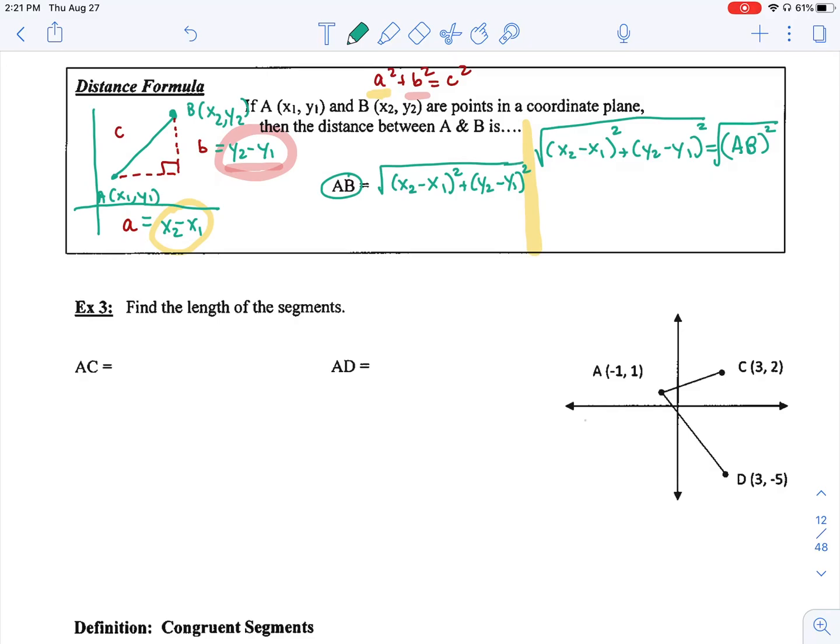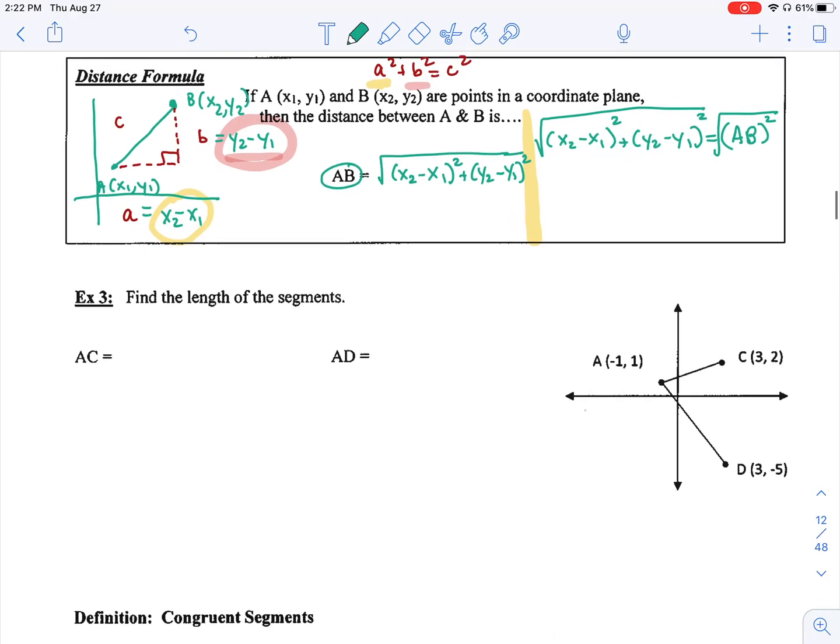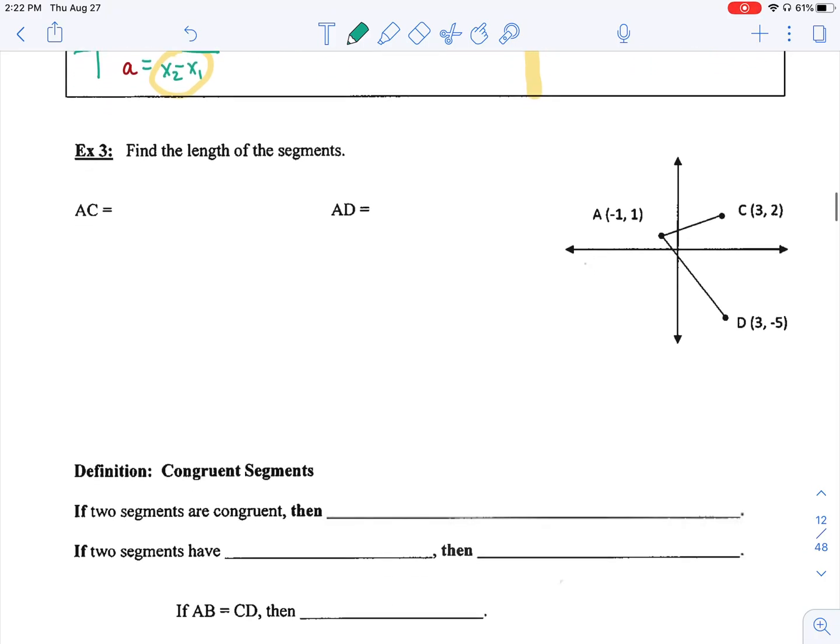There are certain things that you learn where I'll tell you guys it's super important for the rest of the course, plus any other math classes that you take after this. So this is one of them. The distance formula will appear again and again throughout this course, as well as into your future math courses. So let's do a few examples.